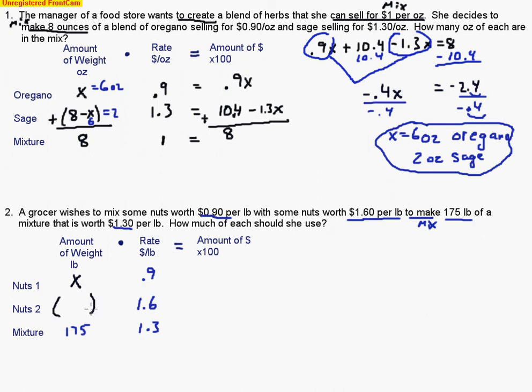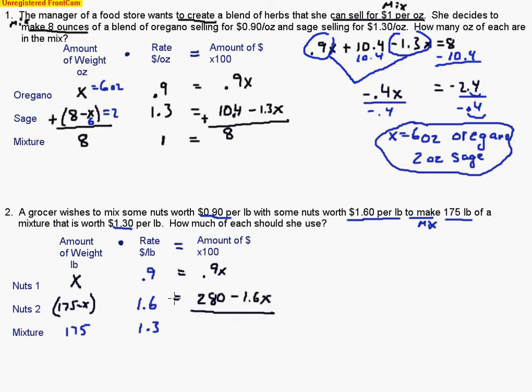Second one, same sort of thing. Again, we have a total, so it's total minus unknown. And then you just multiply across. So 0.9x, and over here we go 1.6 times 175. Should get a number bigger than 175, and we do. 280 is what we get, minus 1.6x.